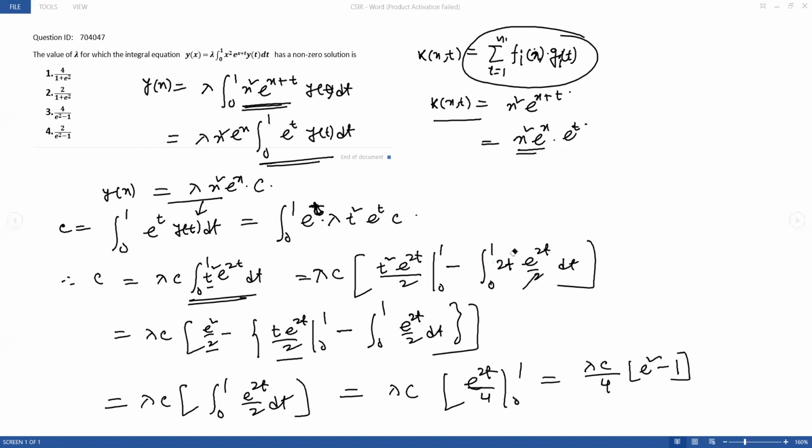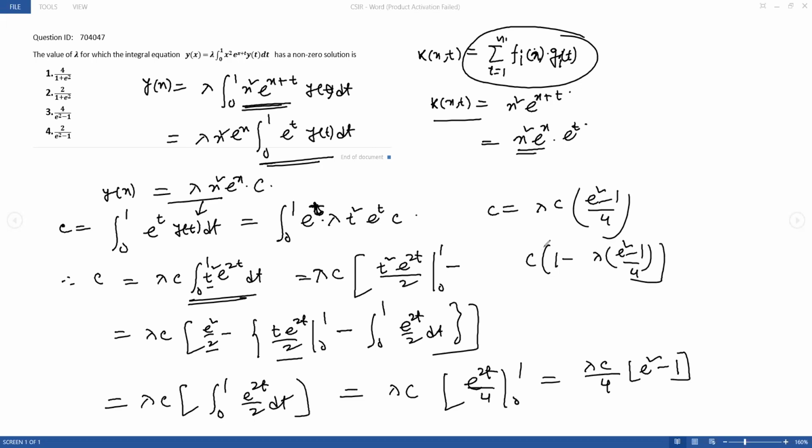We get here that c equals lambda c times (e square minus 1) by 4. So we can write c into (1 minus lambda (e square minus 1) by 4) equals 0. Now, there are two possibilities. Either c equals 0 or this factor equals 0.